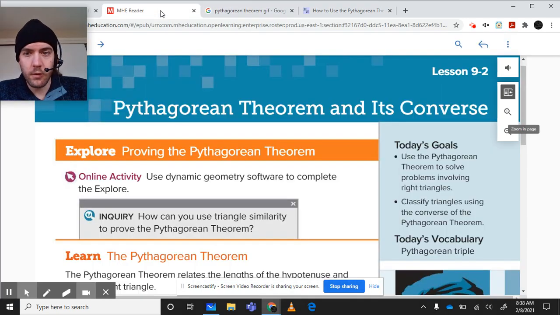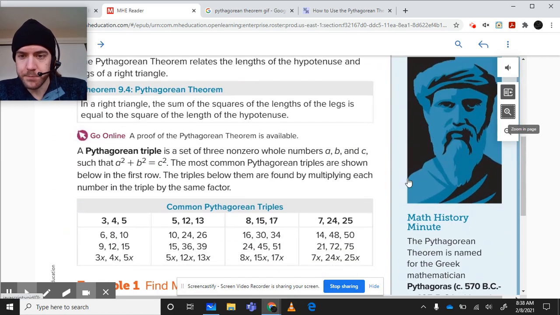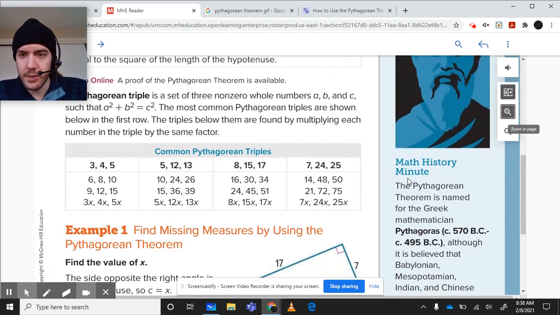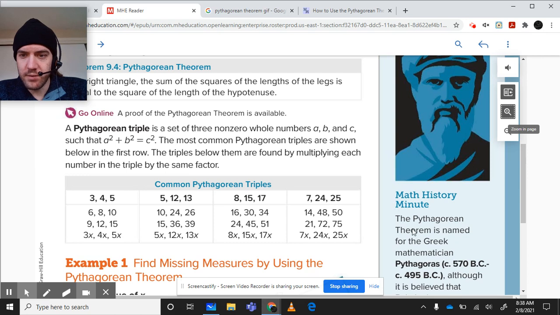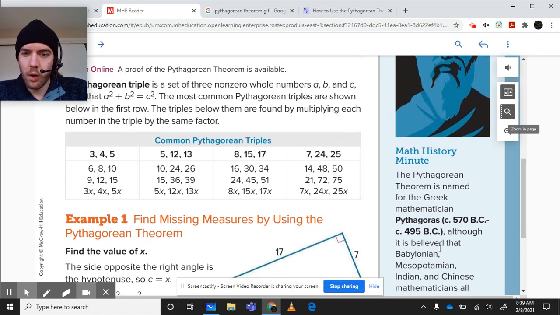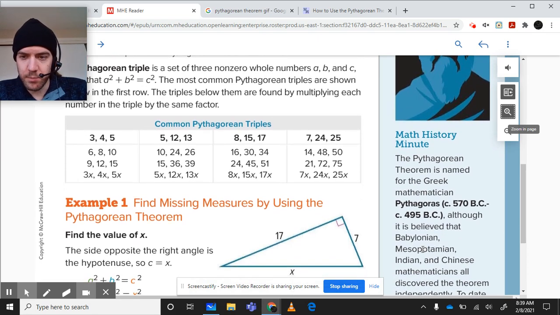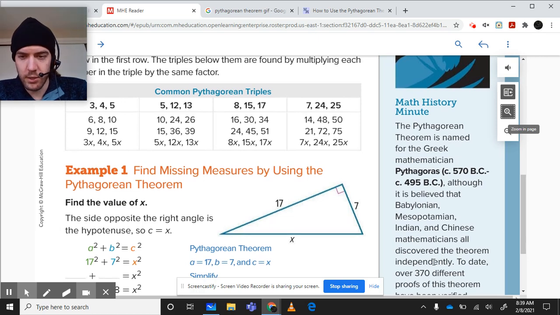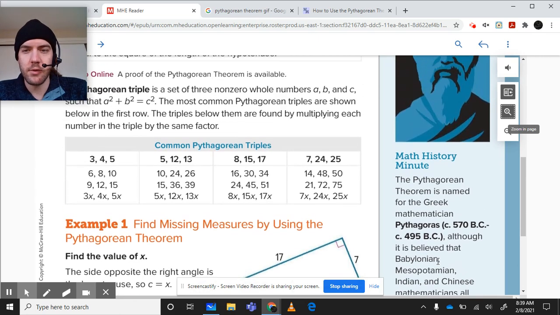Now, if we read over here in this math history minute, the Pythagorean theorem is named for the Greek mathematician Pythagoras, who lived in 570 BC, so that's 2,500 years ago. Although it is believed that Babylonian, Mesopotamian, Indian, and Chinese mathematicians all discovered this theorem independently. So it's named after this guy.